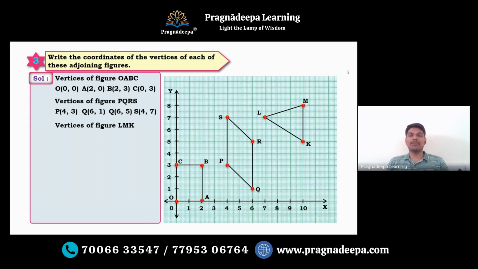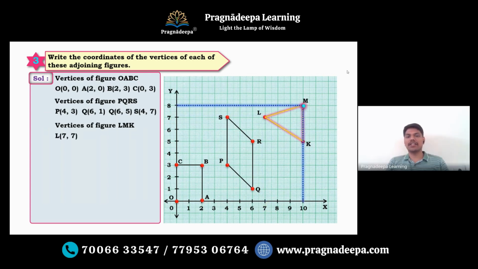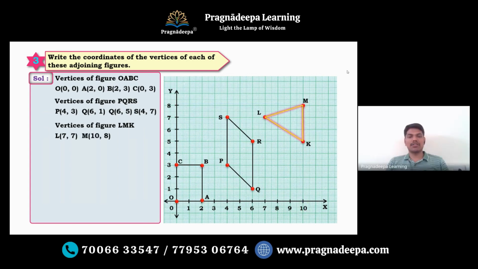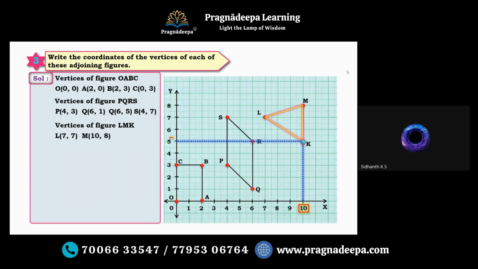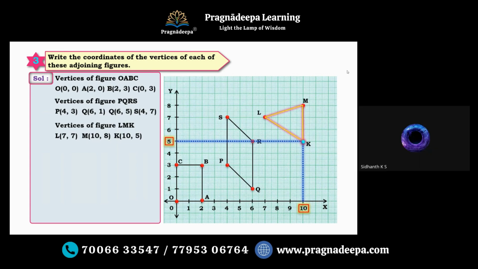Now let's see the figure LMK, that is a triangle. What is L? Sir, 7, 7. M? Sir, 10, 8. Okay, good going. K? Sir, 10, 5. Perfect. So I guess you are aware of both the things. Given the coordinates, you know how to put it on a graph. Given a graph, you know how to write the coordinates, correct? Yes, sir. Understood.